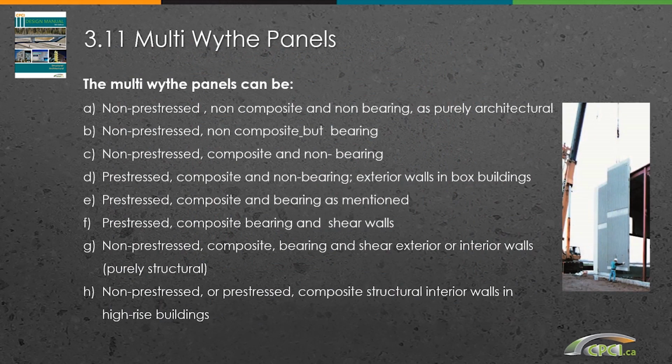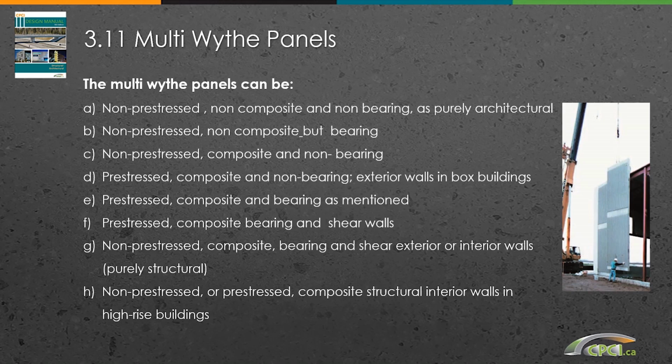Wall panels, this is a very high item now. Like you can see, there are so many types: non-prestressed, non-composite, and non-bearing, purely architectural, smaller size, and you see them in buildings all the time. Small architectural type, non-prestressed, non-composite, but bearing. We see that all the time, like in the low-rise box buildings. And when they are high rise like this, like 40 feet high or 50 feet high, they have to be pre-stressed, and they have to be composite. So pre-stressed composite non-bearing exterior walls in box buildings, like this one here.